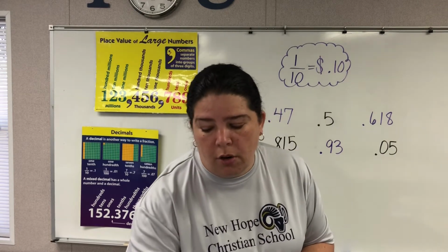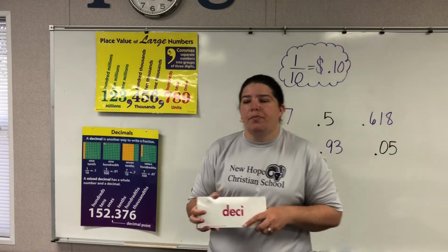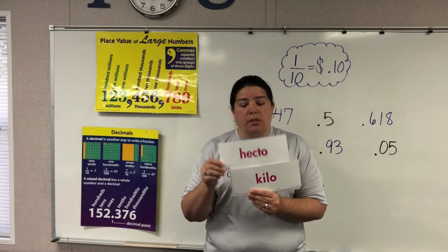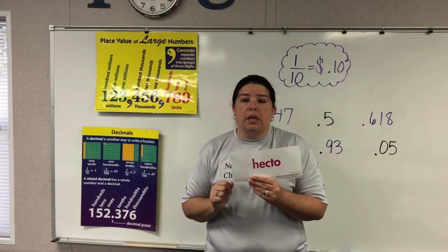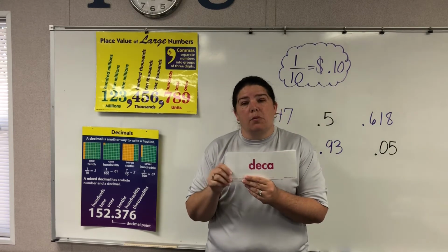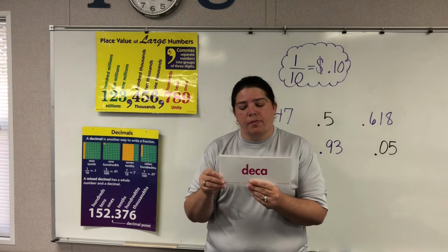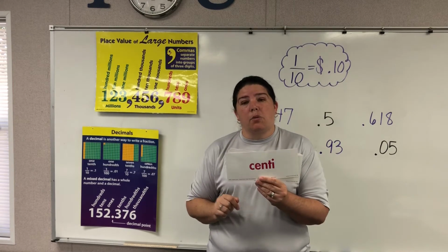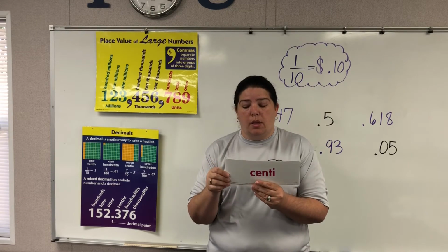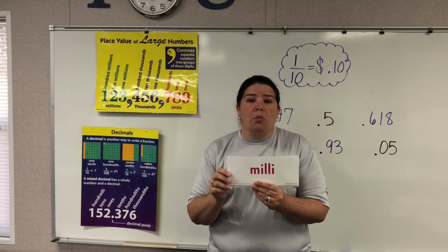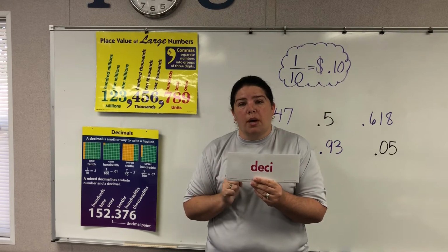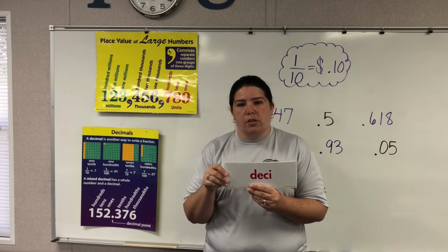We haven't gone over these in a while. Let's repeat after me. Kilo equals 1,000. Hecto equals 100. Deca equals 10. Centi equals 1/100th. Milli equals 1/1000th. Deci equals 1/10th. Let's see how fast you can go.